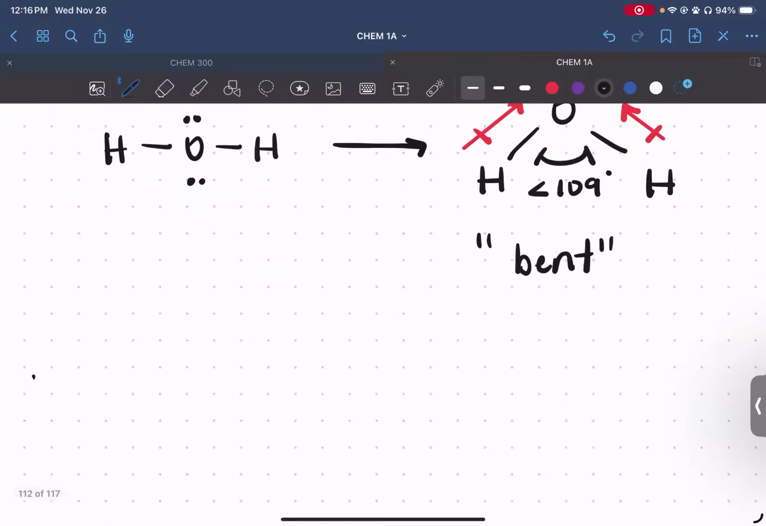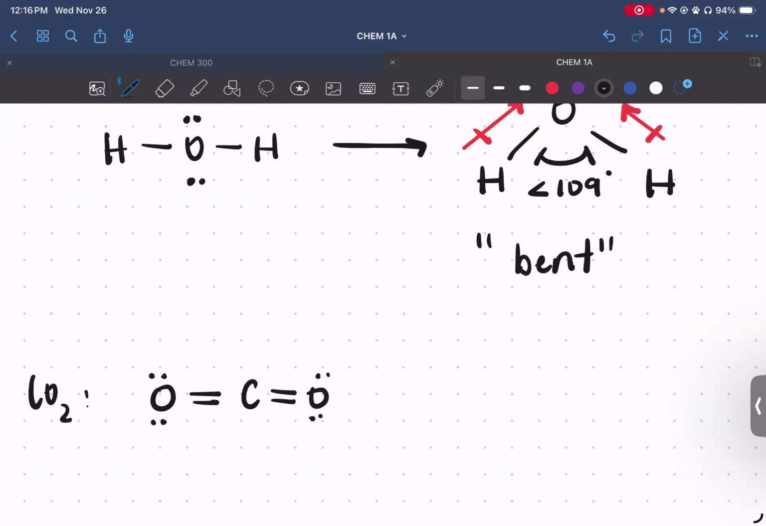Compare this to something like CO2, which has the Lewis structure shown here. It's carbon in the middle with two double bonds, and each oxygen has two lone pairs. The central atom has no lone pairs either, according to the VSEPR geometry. This is linear. This is 180 degrees.